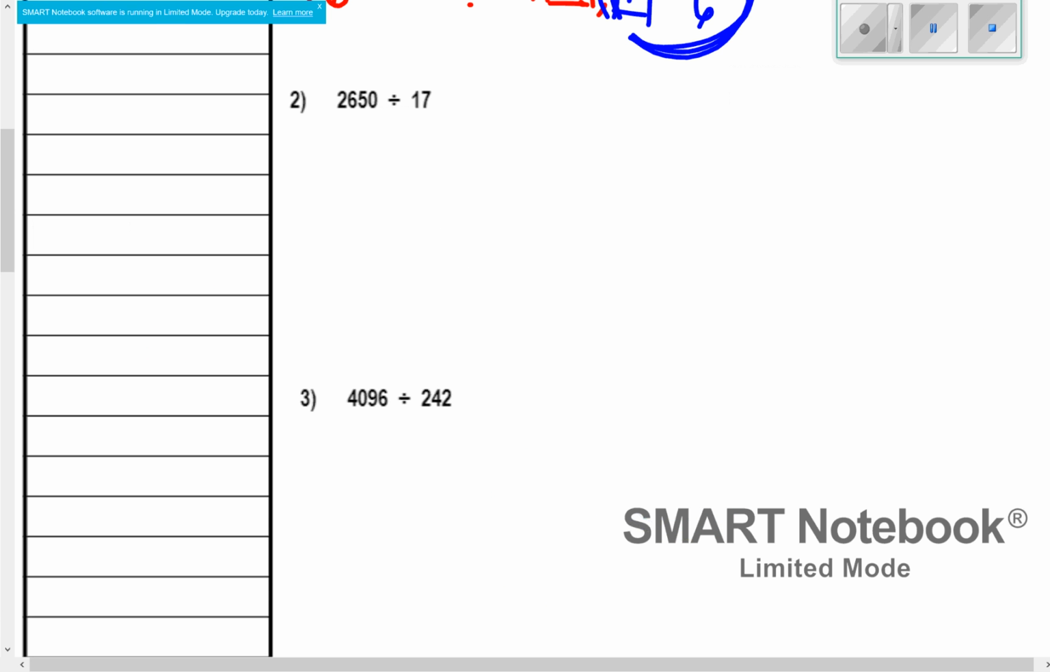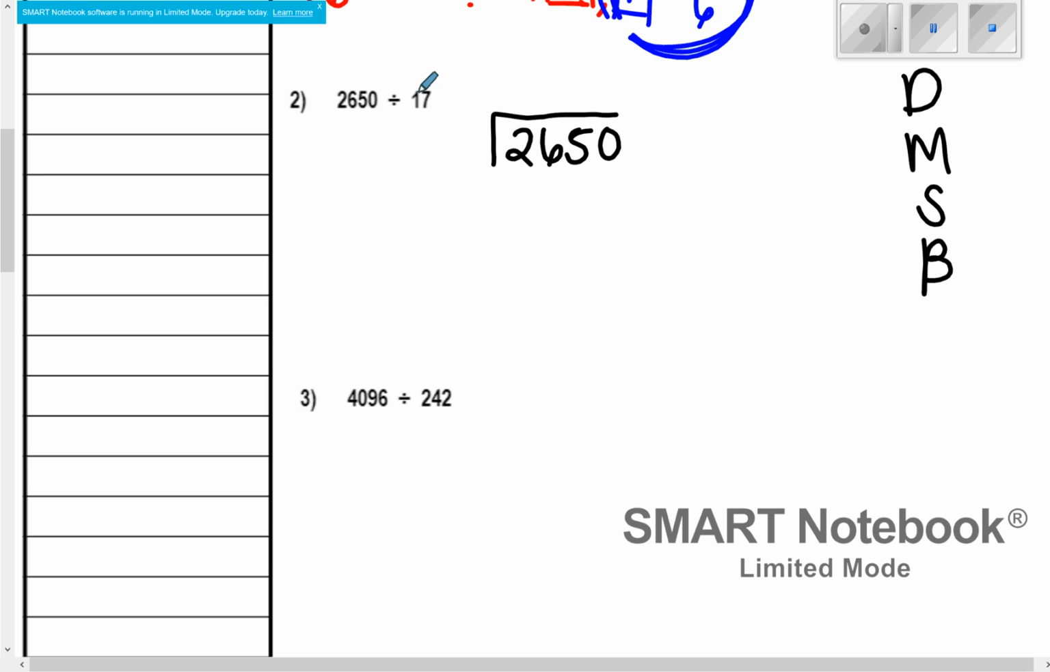All right, let's move on to a little bit harder of a problem. I'm going to write my dad might smell bad over on the side, just to remind me of my process. First thing I have to do is set up my problem. My dividend goes in the box, so 2650 goes in the box. My divisor goes outside, 17 goes outside.